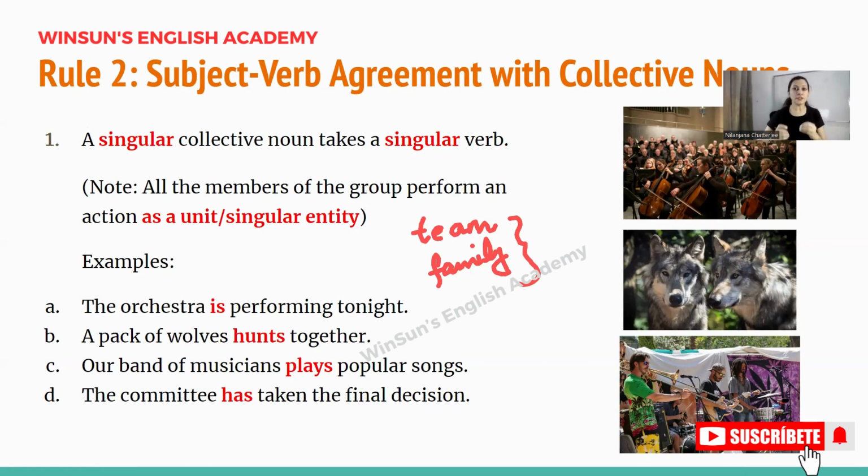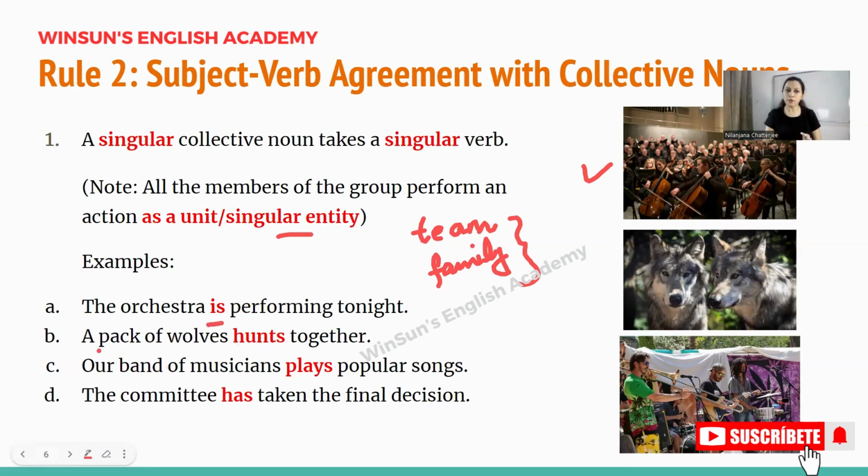So singular collective nouns, when they work as a singular entity, as a whole, they work together, then they take a singular verb. Okay, the orchestra is performing tonight. Now, if you see here, there are different instrumentalists, right? They're all performing together. So the orchestra is performing tonight, all of them. The action that they are taking is together. They are together performing tonight. So it is a singular verb.